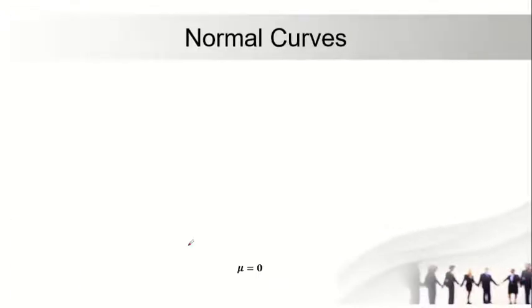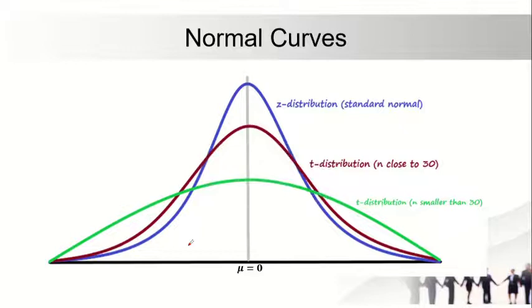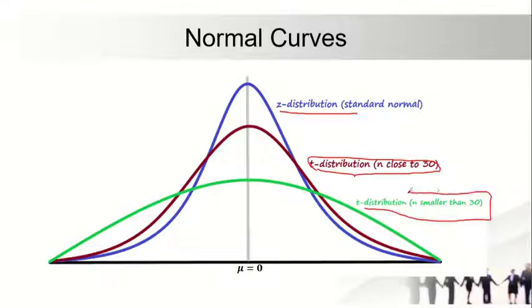Alright? As we look at the curves, this blue curve is the representation of the z-distribution, or standard normal distribution. The maroon one is the curve when n is close to 30. Next, the green one is the curve of the t-distribution when n is smaller than 30.